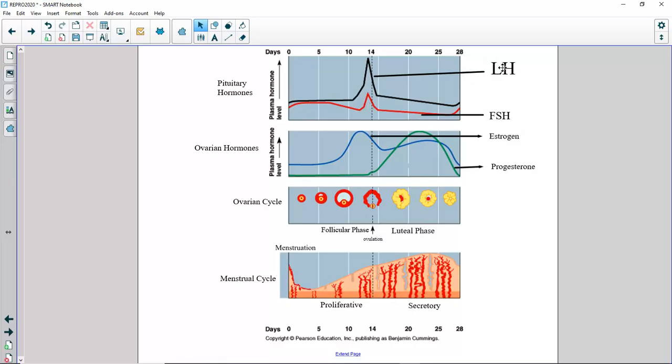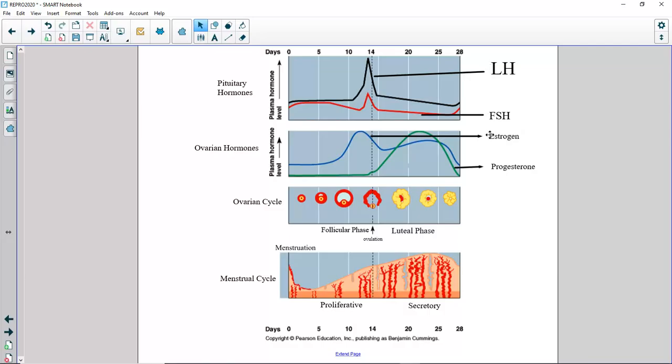Luteinizing hormone, up on top, is the hormone that causes ovulation. So think ovulation, think LH. This one is the closest to day 14. I know FSH and estrogen are all high at that time, but luteinizing hormone stimulates ovulation. It also results in the corpus luteum at the beginning of the luteal phase. So follicle, growth of the egg; LH, ovulation.